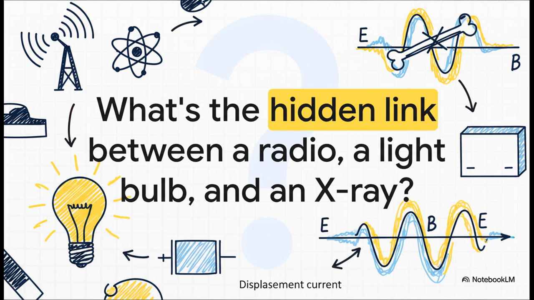Think about it. A radio signal, the light from a bulb, an X-ray, on the surface, they seem to have absolutely nothing in common, right? But believe it or not, they're all part of the same big family. And the story of how we figured that out? Well, it all starts with a brilliant puzzle that had 19th century physicists scratching their heads. And the solution? Well, it changed everything.